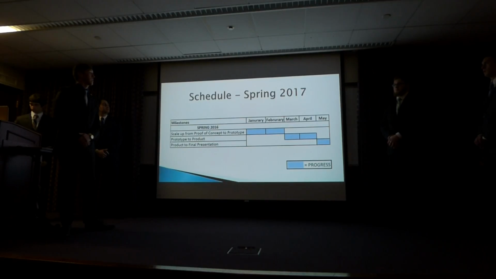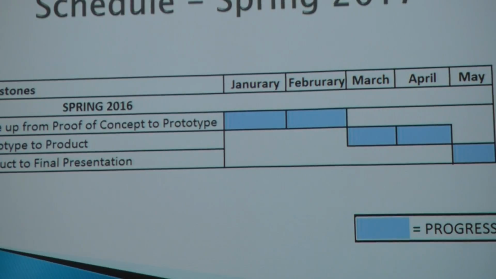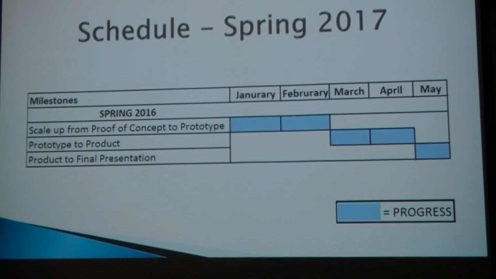Going into spring 2017, we plan to scale up from our proof of concept to our prototype by the end of February. And then throughout the months of March and April, we plan to further improve this prototype in order to further resemble a final product. And then finally, in May, we plan to present this final product.